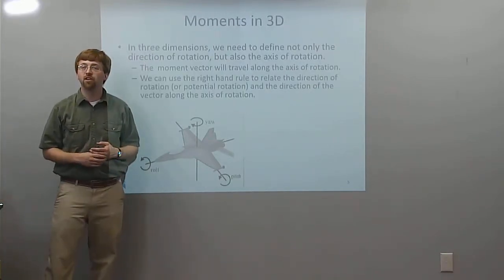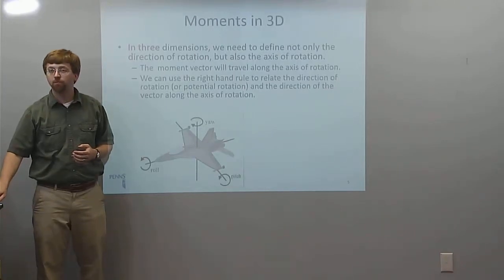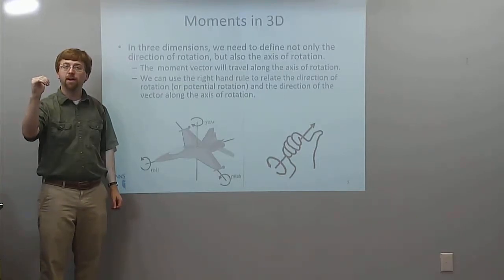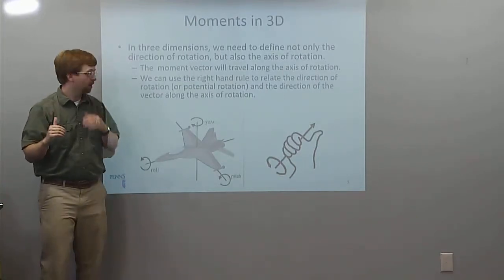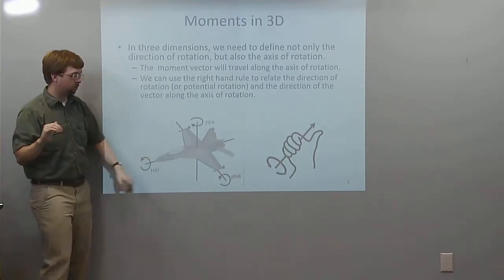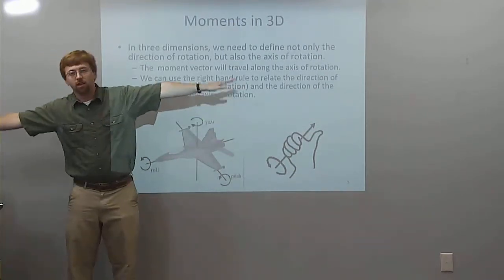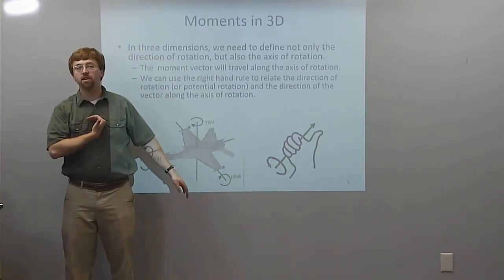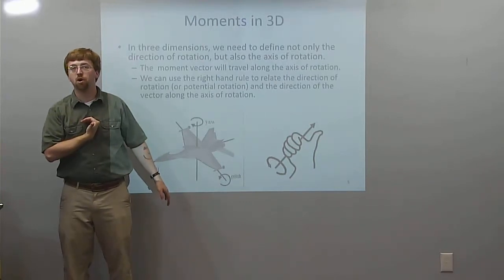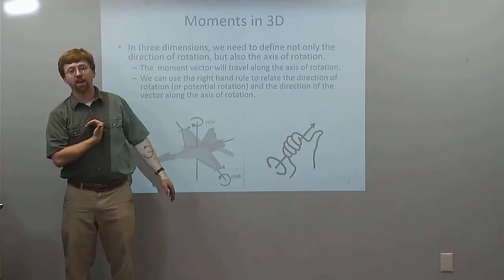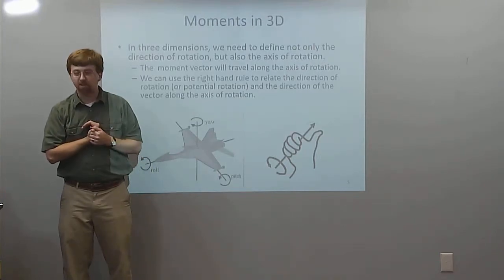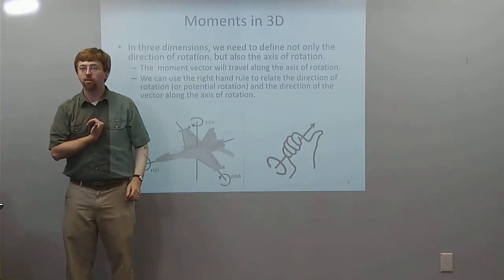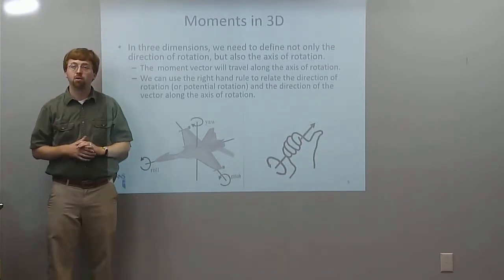To determine the direction, we're going to use the right-hand rule. The right-hand rule states that you take your right hand and curl your fingers. Imagine I've got this roll. If I'm rolling like so, I point my fingers in the direction of that roll, and my thumb is going to be pointing in the direction of the moment vector. So if I'm rolling this way, my thumb is sticking straight out, and the moment vector is pointing straight at the camera right now. That's how we determine what the vector is.